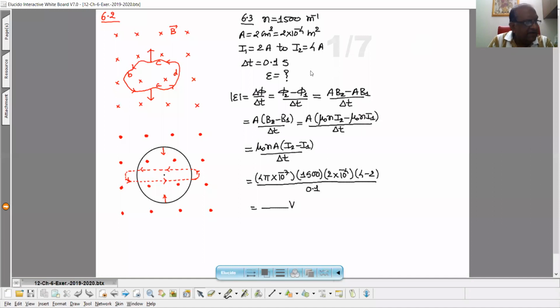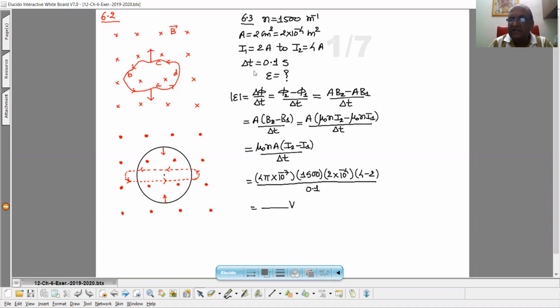Now see, here the number of turns per centimeter is 15. So number of turns per 100 centimeter will be 1500, and 100 centimeter is 1 meter. So we can write the number of turns per unit length is 1500 per meter. Area given to you is 2 centimeters square, so that is 2 into 10 raised to minus 4 meters square. Current changes from I1 equal to 2 ampere to I2 equal to 4 ampere.